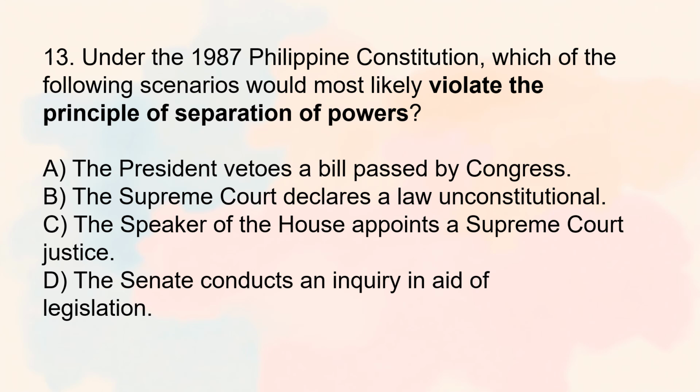Number 13. Under the 1987 Philippine Constitution, which of the following scenarios would most likely violate the principle of separation of powers? Letter A. The President vetoes a bill passed by Congress. Letter B. The Supreme Court declares a law unconstitutional. Letter C. The Speaker of the House appoints a Supreme Court justice. Or letter D. The Senate conducts an inquiry in aid of legislation.